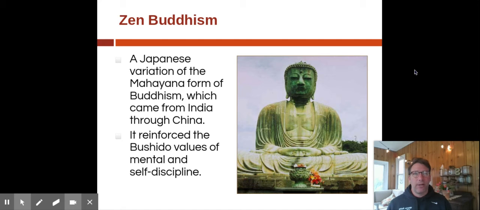But it tries to incorporate as much as possible the nature aspects of Shinto, and the focus and breathing aspects of Buddhism for focusing the mind and the body on a task that kind of brings about mindfulness.